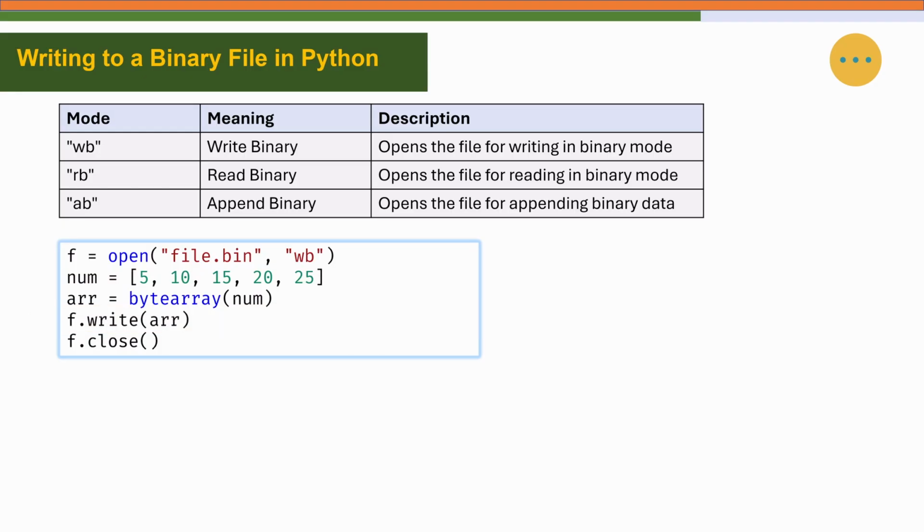The resulting file, file.bin, now contains 5 bytes of data, 1 byte for each number in the array. So to summarize, writing to a binary file involves opening a file in binary mode, converting your data to a sequence of bytes, and using write to store it. This approach ensures that your data is preserved exactly as it is, without any encoding or formatting changes.